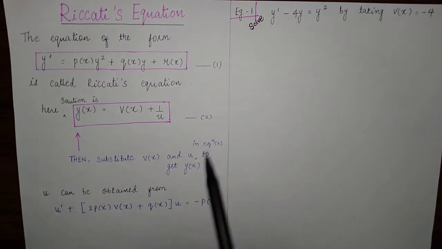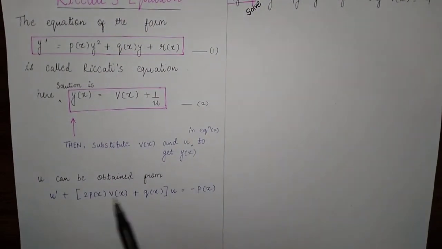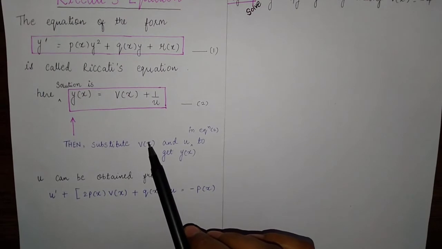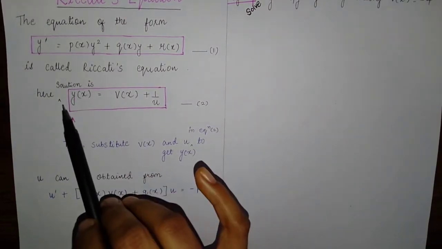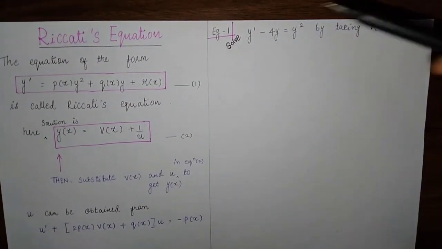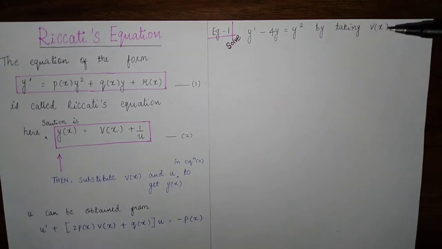So for getting u, you have to obtain u from this equation, that is u dash plus 2p(x) into v(x) plus q(x) into u equal to minus p(x). So from this you will obtain the value of u, and v(x) will be given in the question. So after substituting both the values here, you will get the final solution. It will be more clear to you from this example. Solve y dash minus 4y equal to y square by taking v(x) equal to minus 4.